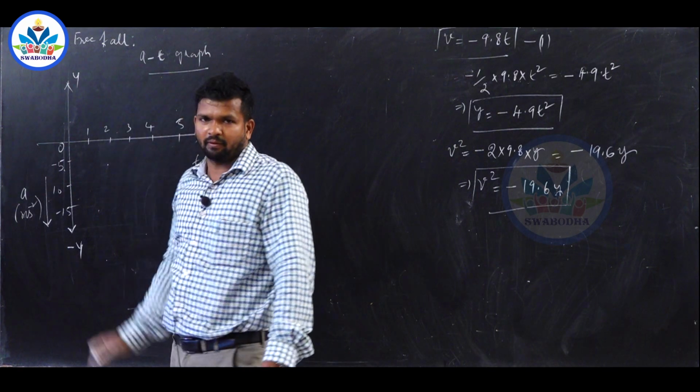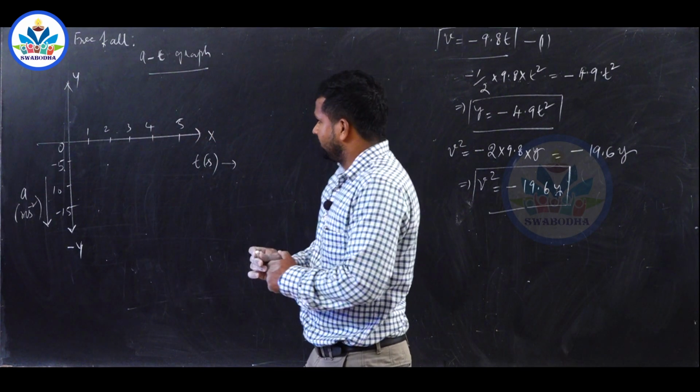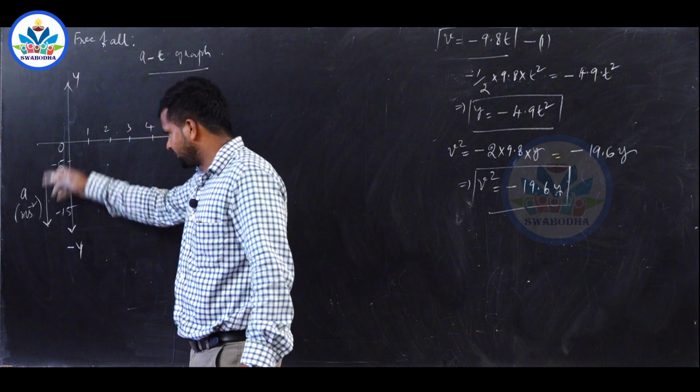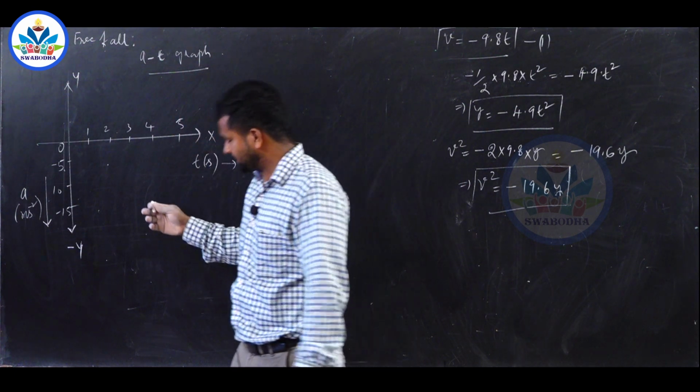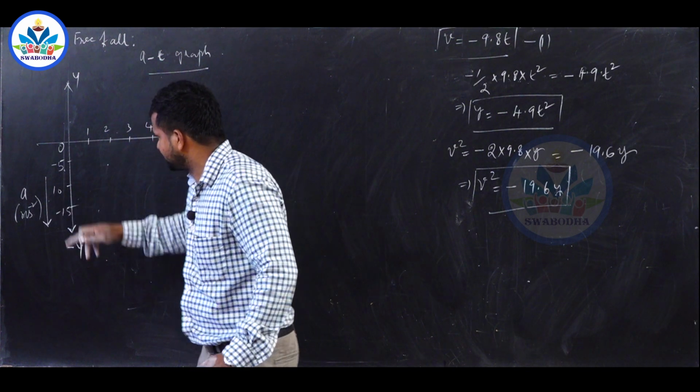Here the first quadrant is not required because acceleration is negative. Okay, you need the fourth quadrant. T is positive, time is always positive, and acceleration is minus.